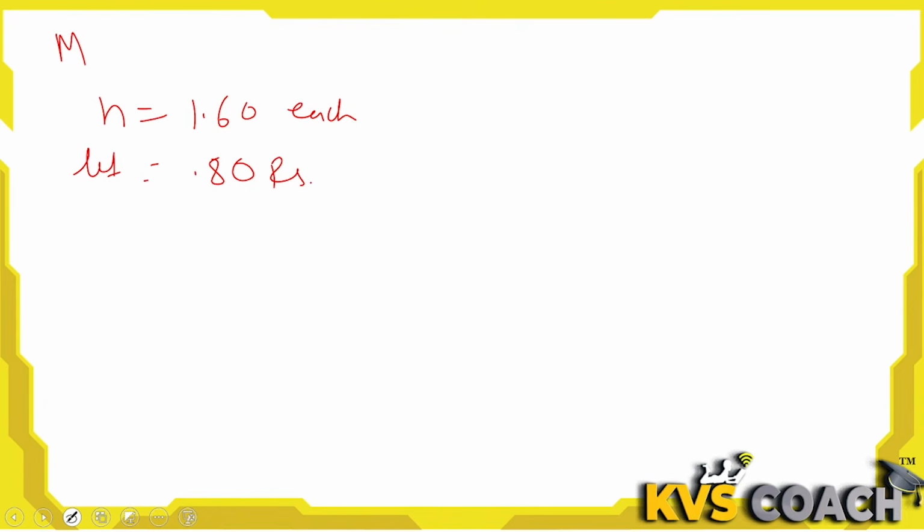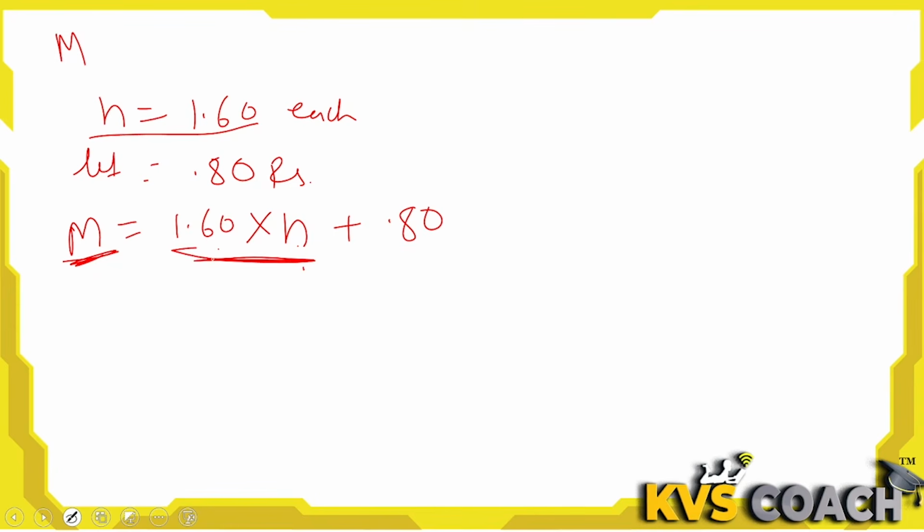ठीक है, so what will be the money she will be spending? m, 1.60 ईच में कितने मैंगोज लिए? n, तो 1.60 इंटू n हो गया, प्लस व्हाट? प्लस लेफ्ट मनी 0.80. So total amount she was having, that is 1.60 into n, that is the amount of mango, and 0.80 left money. So this is the money from the first condition.